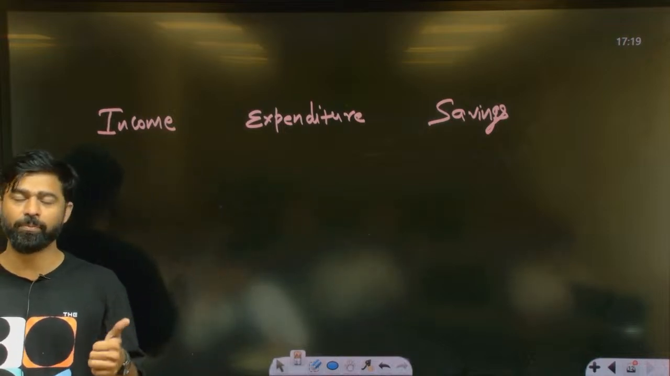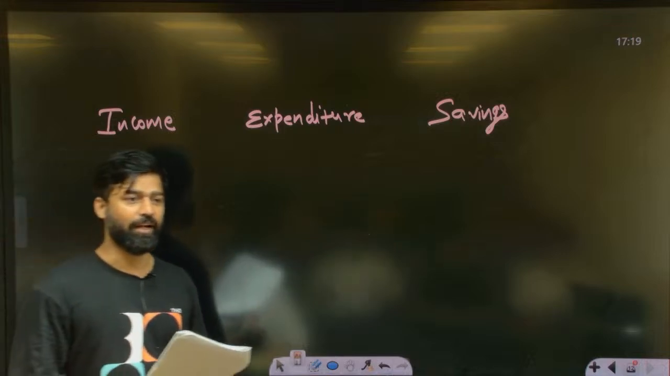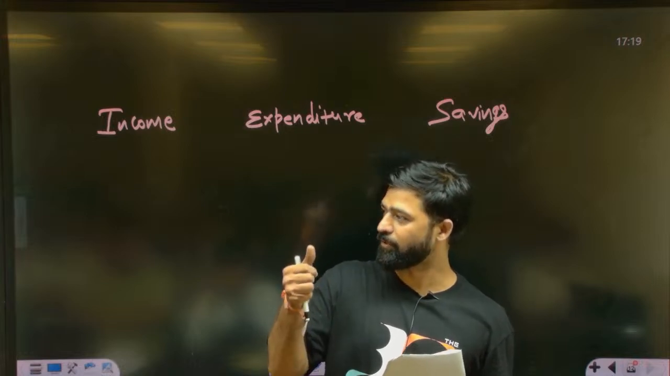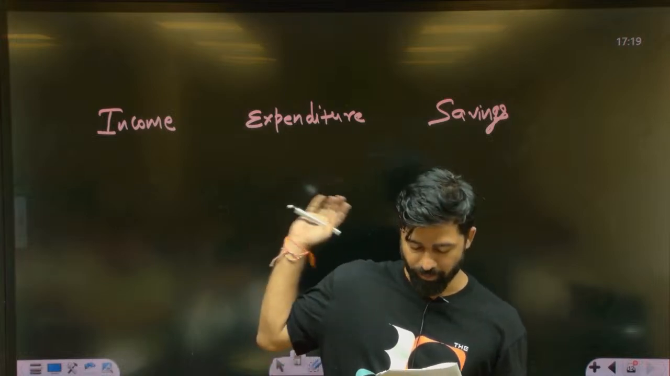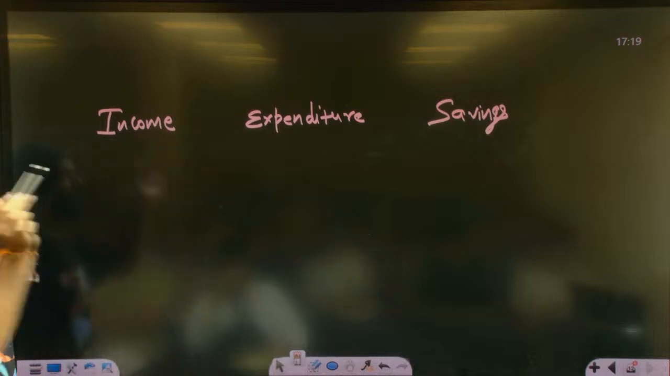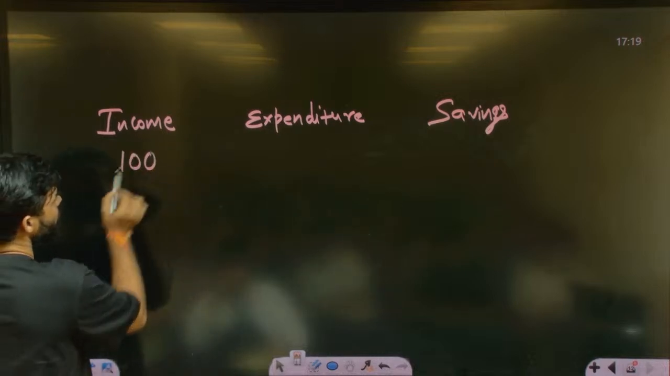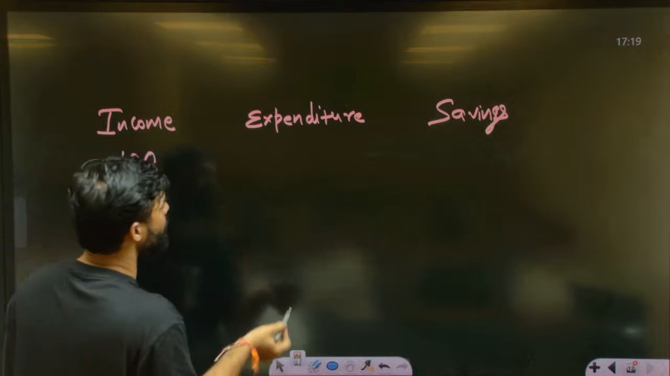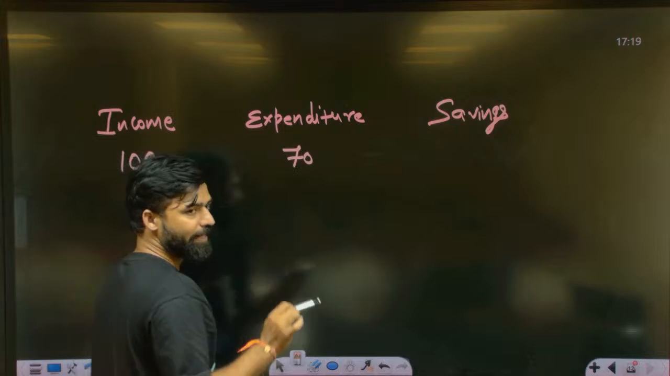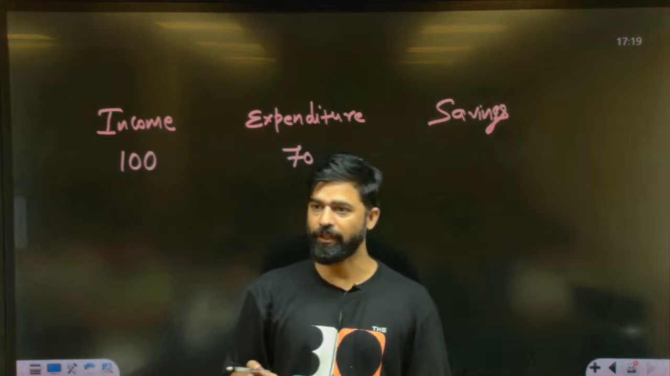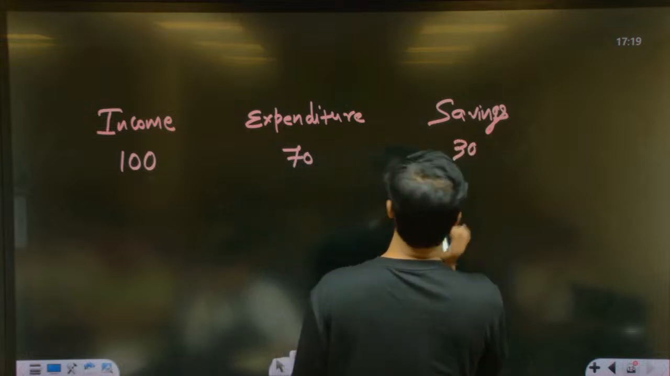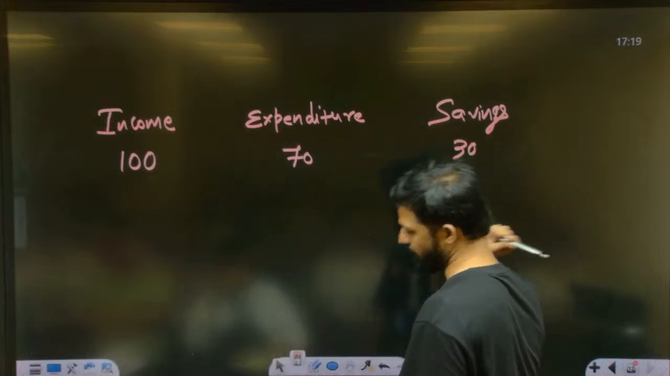But this topic is related to money, so you have to understand money. And when it comes to pocket, I don't think there is any problem in understanding what you are getting and what you are spending. Okay, I have 100 rupees in my pocket. I have spent 70 rupees out of it. So my expenditure is 70, and what is left in the pocket? 30, and 30 is my savings. So there is a clear cut relation between income, expenditure and savings.